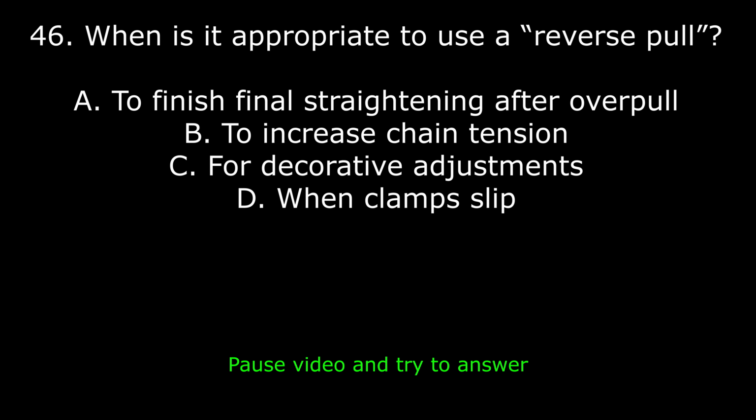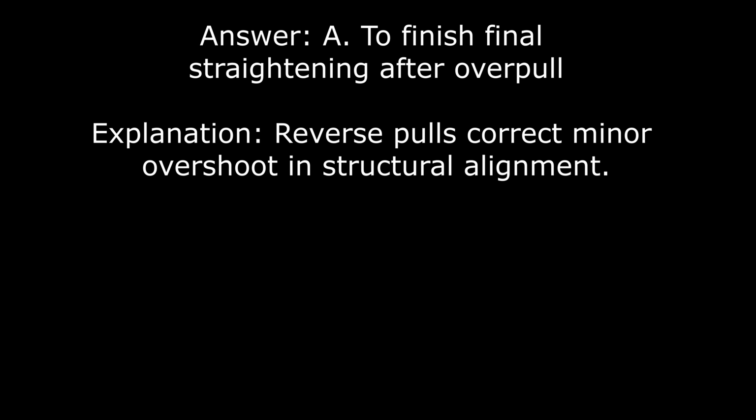46. When is it appropriate to use a reverse pull? A. To finish final straightening after overpull. B. To increase chain tension. C. For decorative adjustments. D. When clamps slip. The answer is A. To finish final straightening after overpull. Explanation: reverse pulls correct minor overshoot in structural alignment.